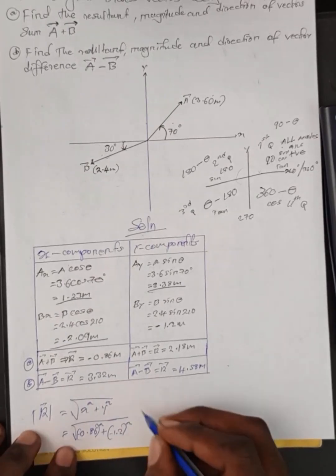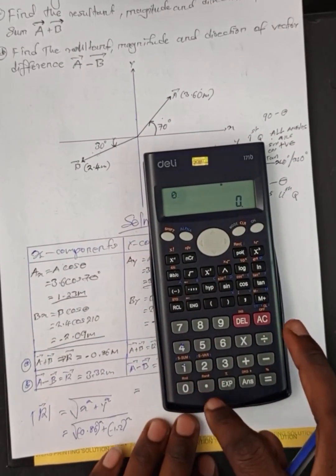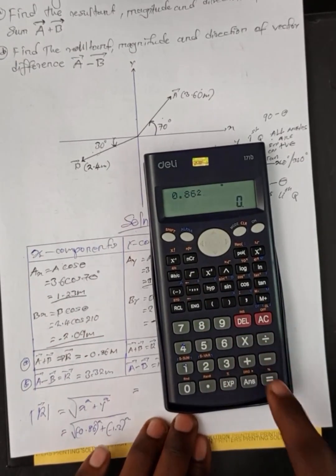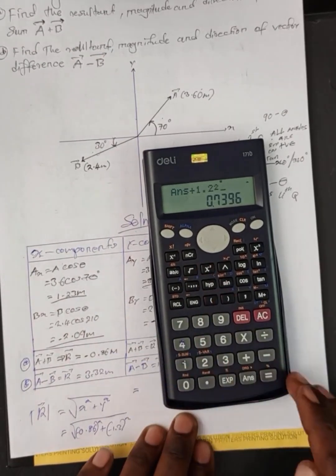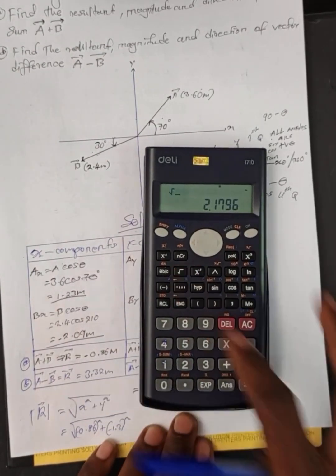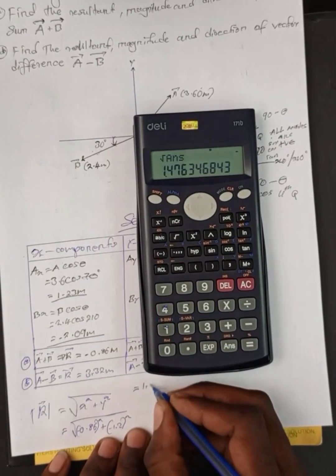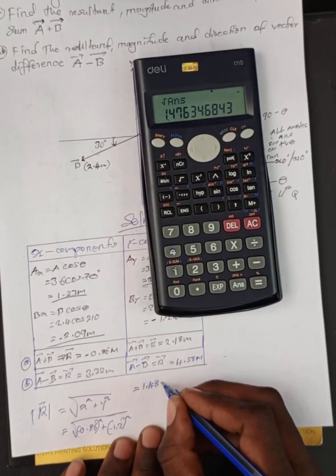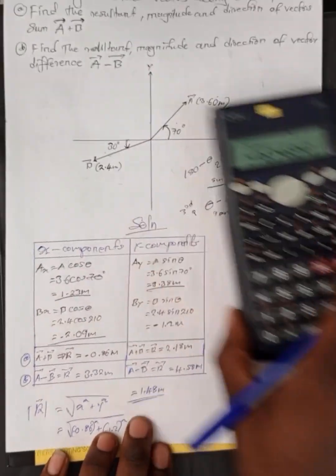What is the answer? Negative 0.86 squared plus 1.2 squared. What is the square root of this? It is 1.48. 1.48 what? Meters. This is the magnitude.